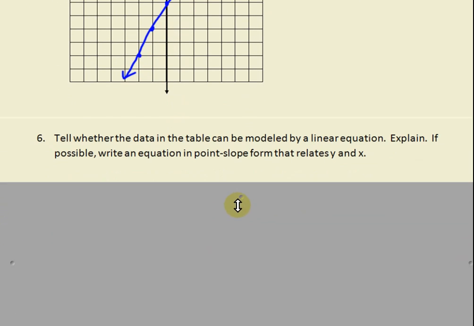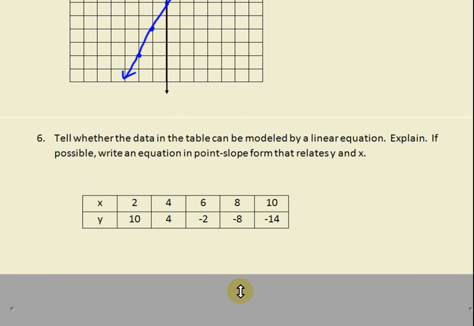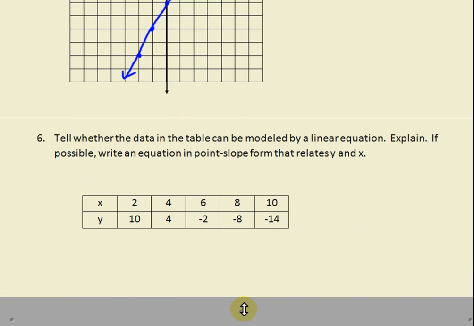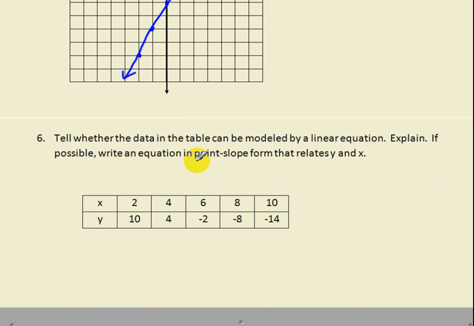Alright, and finally, tell whether the data in the table can be modeled by a linear equation. Explain. If possible, write an equation in point-slope form that relates y and x. So let's look at the idea again of slope or rate of change, where we have the difference in our y values, y2 minus y1, over the difference in our x values, x2 minus x1. So we can look at what is the difference in our x values here. Going from 2 to 4, we went up by 2. And then from our second point to our third point, we go up by 2 again.